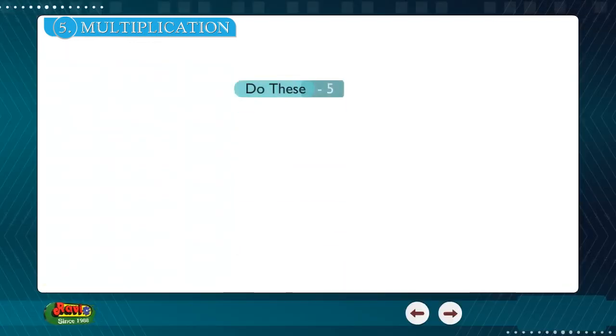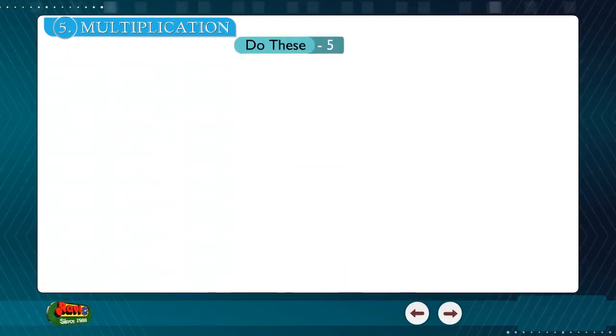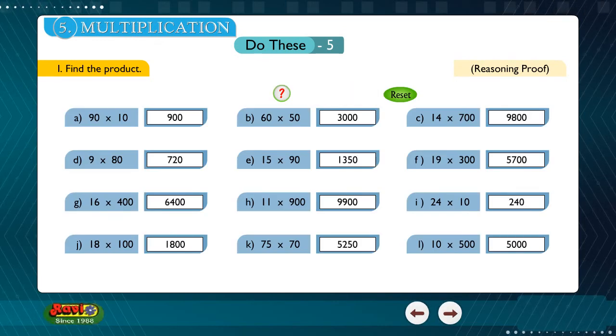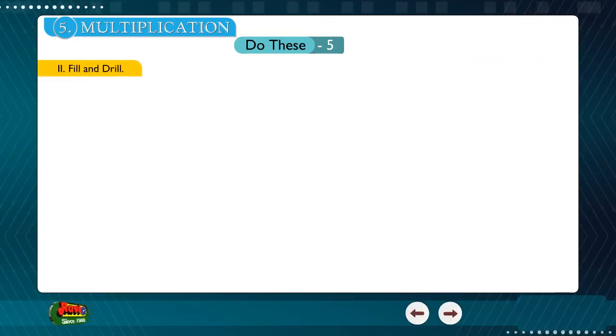Do these. 5. 1. Find the product. Reasoning proof. 2. Fill and drill. Reasoning proof.